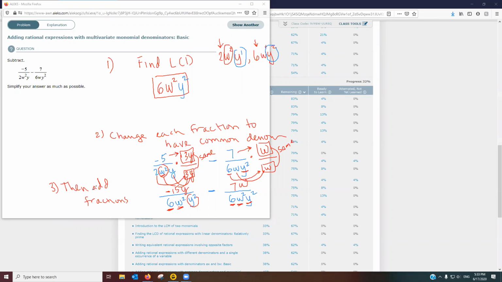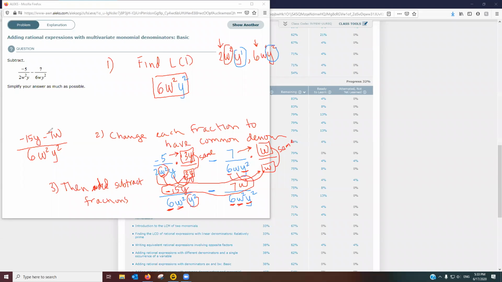Finally, I'm going to add the fractions. Actually, here it's really subtract fractions in this example. I now have the same denominator. So you keep the denominator as is. And I'm going to add the numerators. Add the top of the fraction. So that's going to be negative 15y minus 7w.